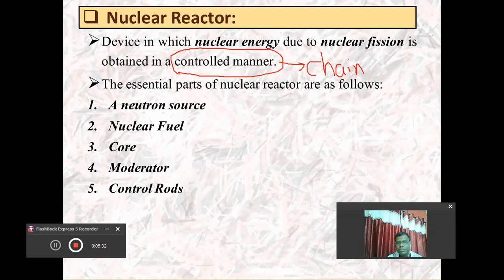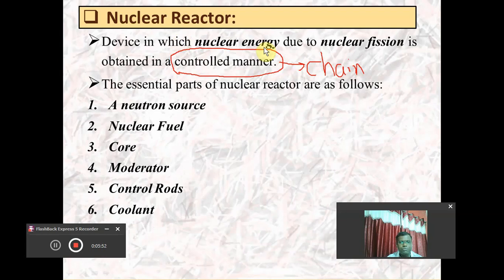The next important component is called the control rod. The number of neutrons in any nuclear reaction must be controlled, and these are absorbed by rods, particularly cadmium and steel alloy rods, and these rods which are responsible for controlling the number of neutrons are called control rods.